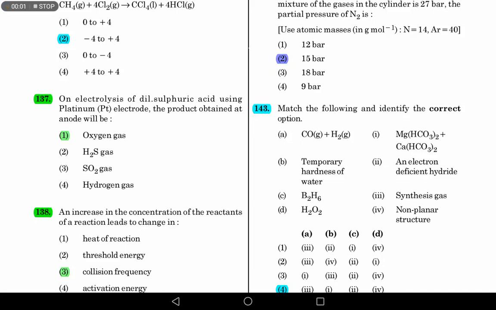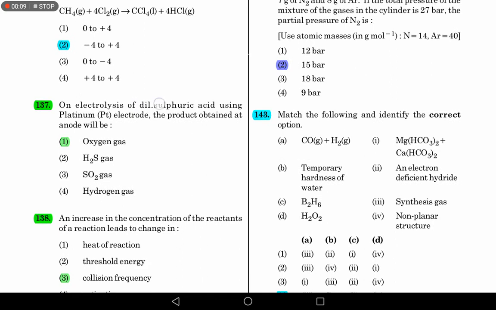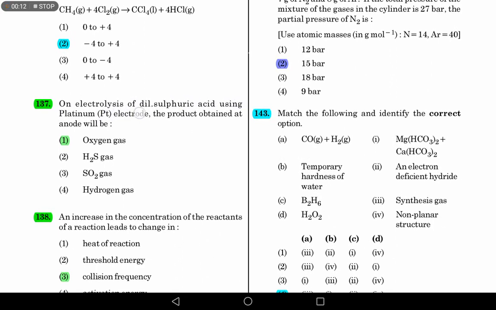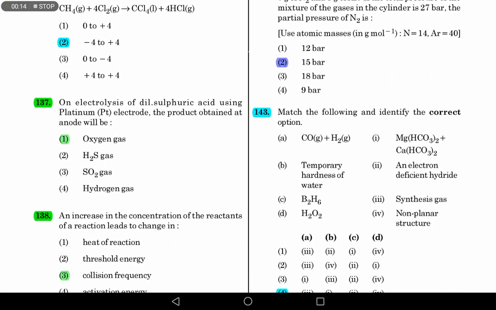Hello friends, in this video we are going to discuss NEET questions that are asked from NCERT Class 12 Chemistry, Part 1. On electrolysis of dilute sulfuric acid using platinum electrode, the product obtained at anode will be.